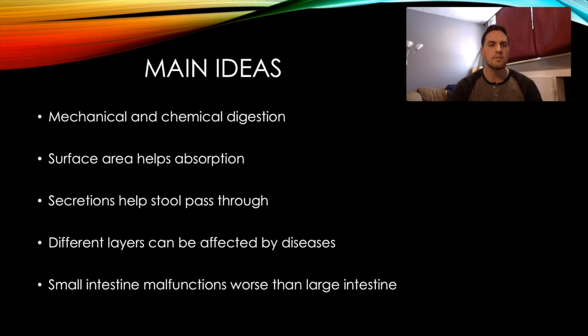And if we look back on some of the main ideas from the video, we saw that its primary function is going to be the mechanical and chemical digestion. And it's really built to increase surface area, which is going to help you absorb all your nutrients. And also the cells are going to be secreting mucus, which is going to help the stool pass through. There are different layers that can be affected by different diseases, depending on whether you have Crohn's or ulcerative colitis. And malfunctions in the small intestine might appear to be a bit more important or devastating than with the large intestine, because you can actually live without your large intestine.